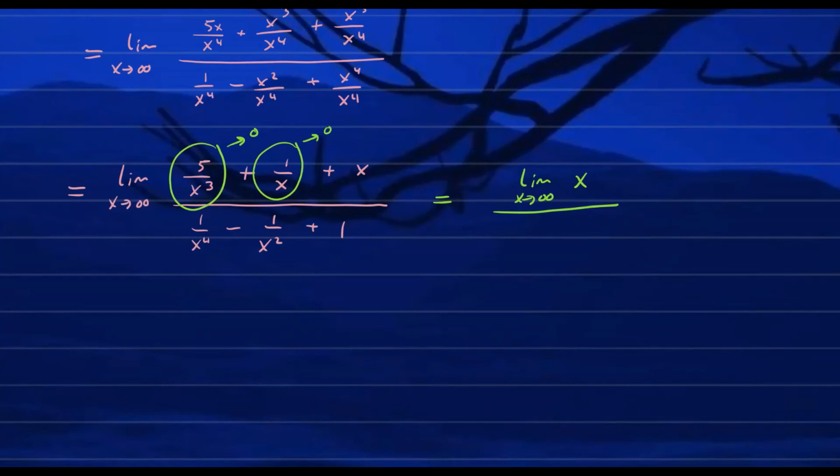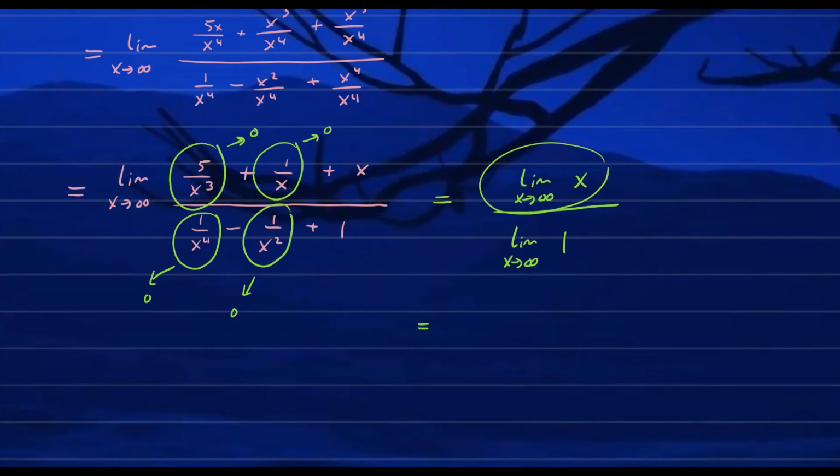Now on the bottom, this one will go to 0, because as x goes to infinity, 1 over x to the 4th goes to 0. This one, as x goes to infinity, will also go to 0. And then we're only left with the limit as x goes to infinity of the constant term. Now what is this limit? As x grows, you're getting larger and larger numbers. So we can say that's infinity over 1, because the limit of a constant is 1. So that's infinity. So this limit is infinity.